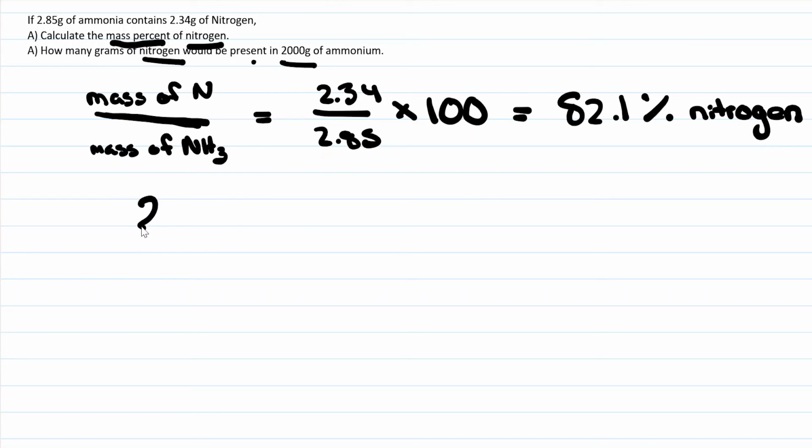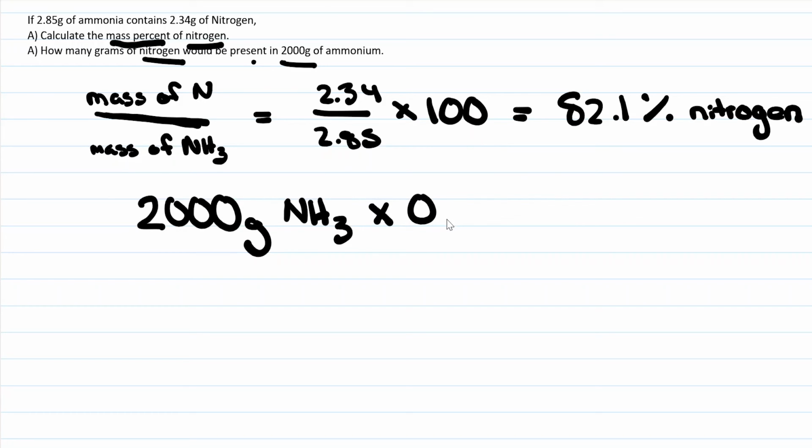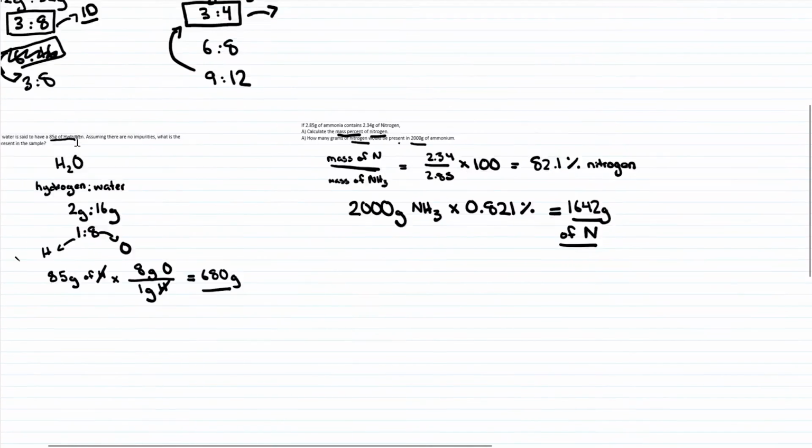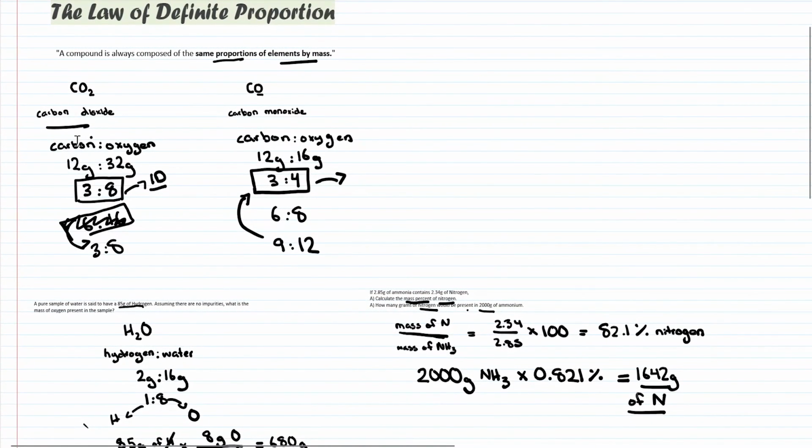So let's do that. So we have 2,000 grams of NH3. And there's no need for fractions here because you have the mass percent, so you can just multiply it straight up. So you're going to get 0.821. And then that's going to give you your mass of nitrogen. So you're going to get 2,000 times 0.821. That's going to give you 1,642 grams of nitrogen.